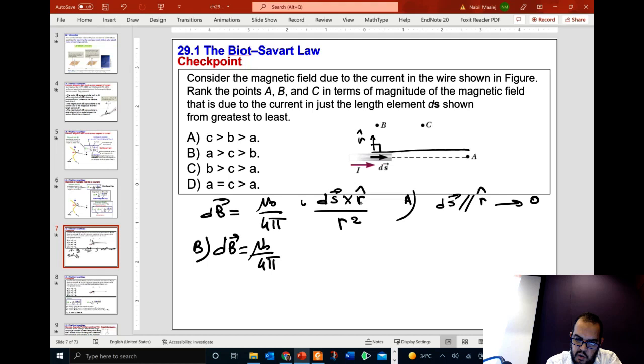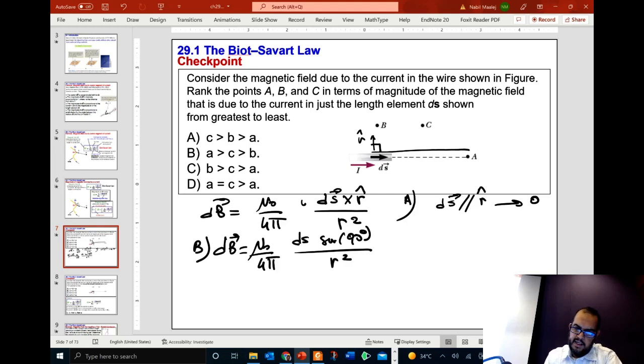Okay, ds crossed with r, so it will be the length ds with the unit vector. The magnitude of the unit vector is 1. Sine of 90 degrees, which is 1, divided by the distance squared. So let's call this distance r.